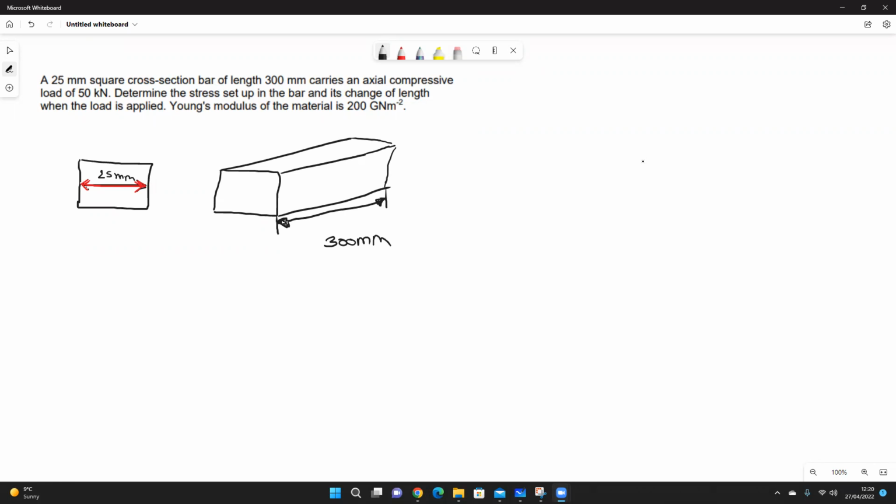So we're going to be continuing with this stress and strain concept. I've now got an example which I'm going to proceed with. So let's first read the question.